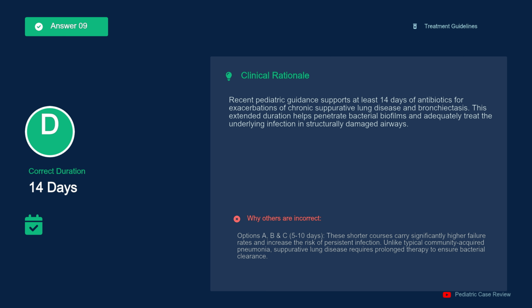Inadequate treatment duration leads to persistent infection, repeated courses of antibiotics, antibiotic resistance development, and progressive lung damage. Extended duration improves outcomes and reduces exacerbation frequency.